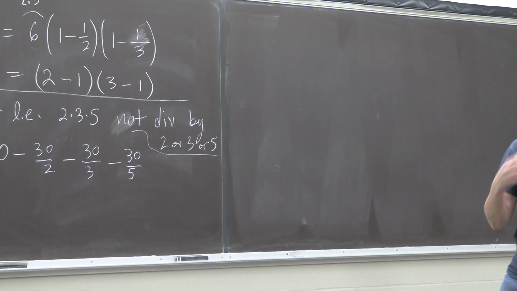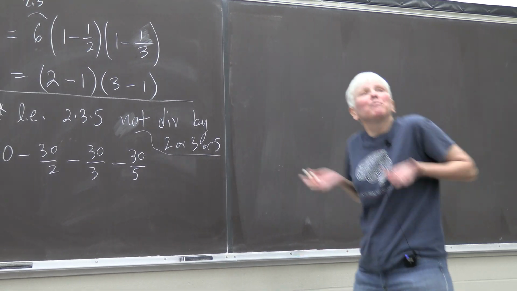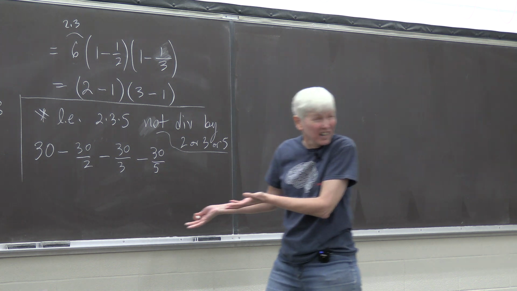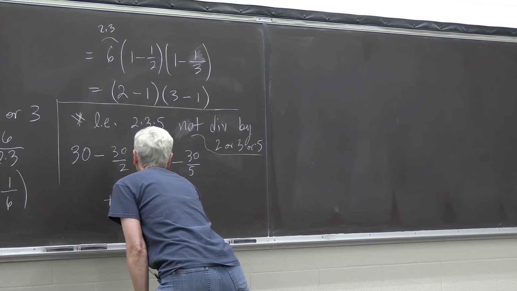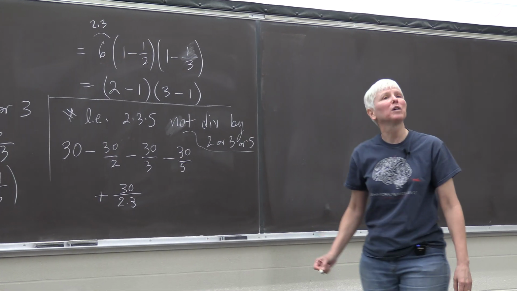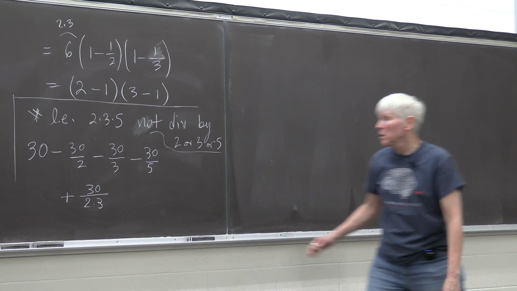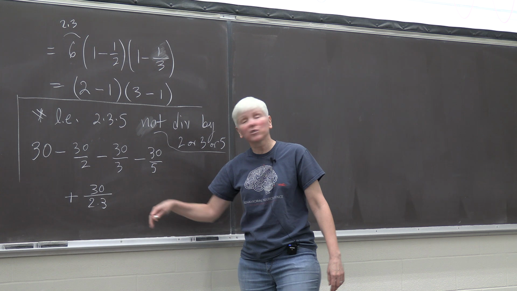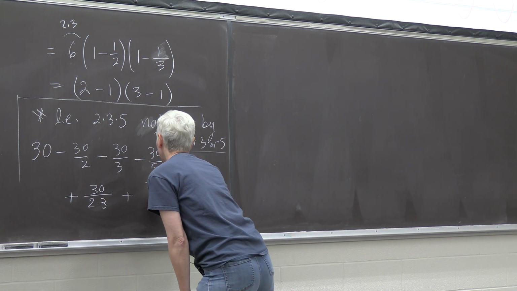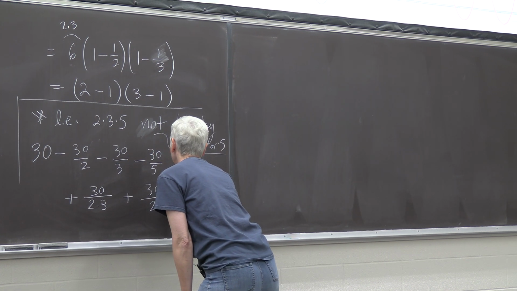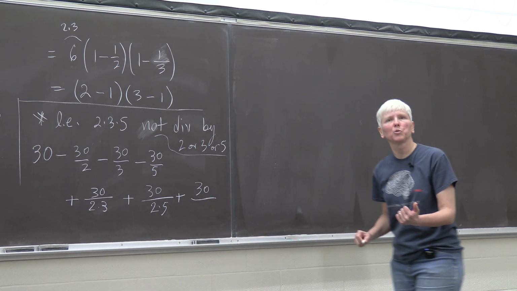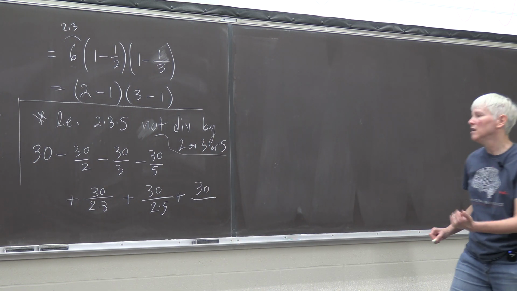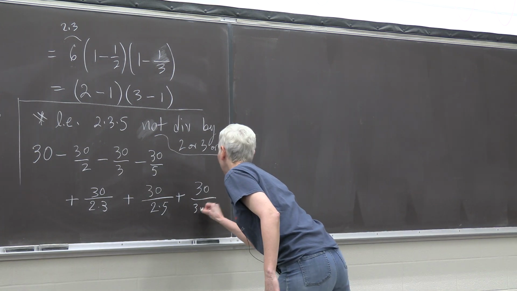Now, I've double counted some things, right? So I have to add back in the things I took out too many of. This is going to go a little bit more quickly than the first time. I've got to add in the multiples of 6, the multiples of 10. What do you think the next set of multiples is that I have to add in? 15, right? So 3 times 5.